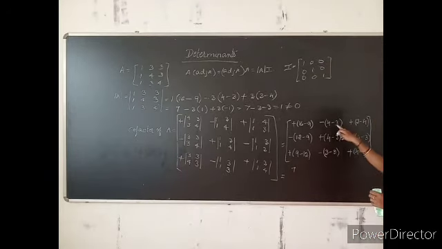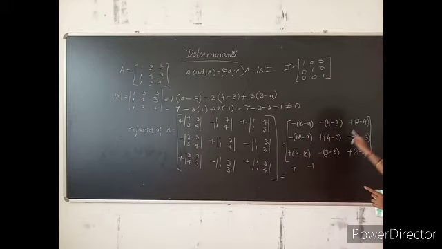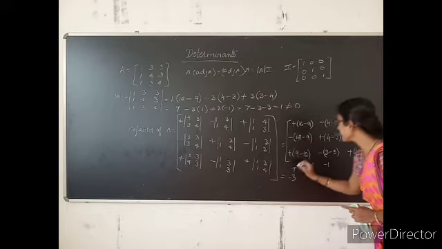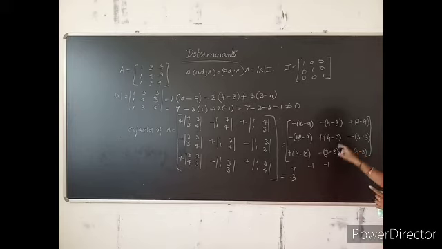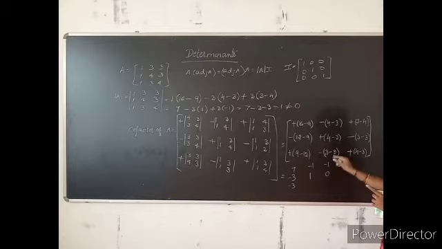Next, 4 minus 3 is 1, there is one minus sign, so this is minus 1. 3 minus 4 is minus 1, here plus sign, plus into minus is minus, so again minus 1. 12 minus 9 is 3, there is a minus sign, so this is minus 3. 4 minus 3 is 1. 3 minus 3 is 0, so this is 0 itself. 9 minus 12 is minus 3. Here plus sign, so minus 3 itself. 3 minus 3 is 0, so this is 0. 4 minus 3 is 1.